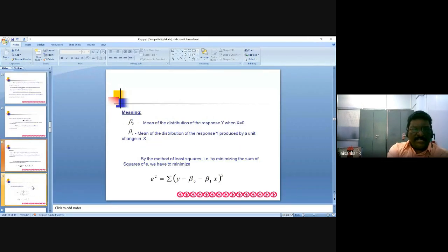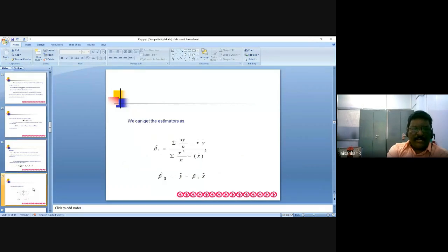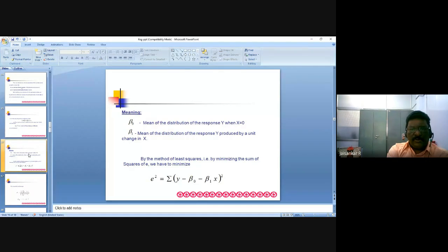So what I told you here is described here. Don't get confused by these e square terms. We call it the residual sum of squares in statistics. It is not required for you because many of you are only at the applied level.